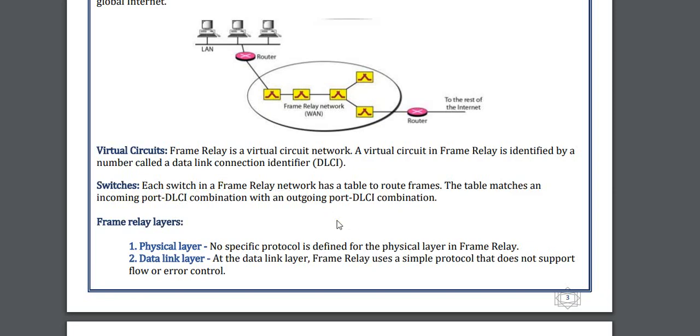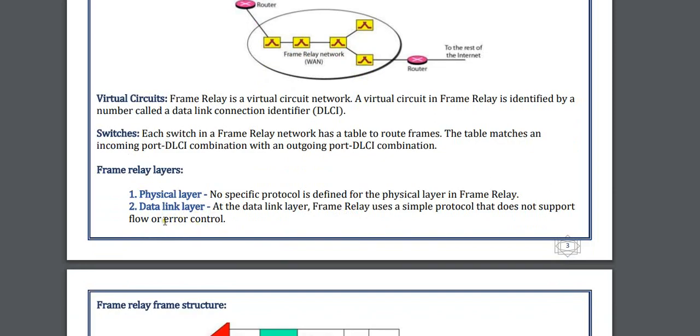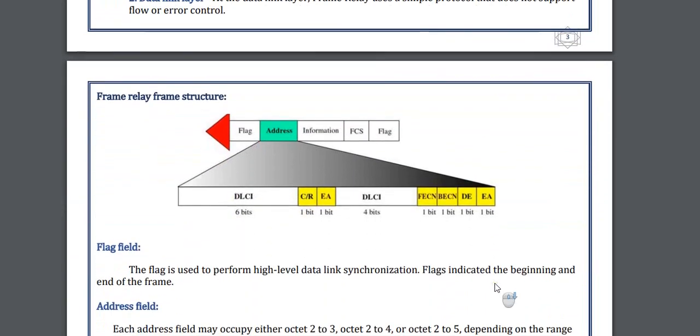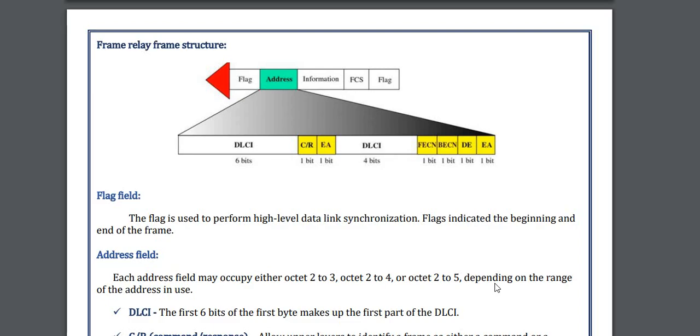In frame relay we have two layers, the physical layer and the data link layer. The physical layer has no specified protocols with frame relay, and in the data link layer frame relay uses a simple protocol and does not support flow or error control. The structure of frame relay is given below. Here are flags, the address section, the information section, and the FCS.